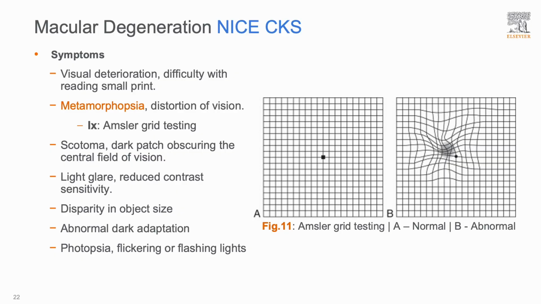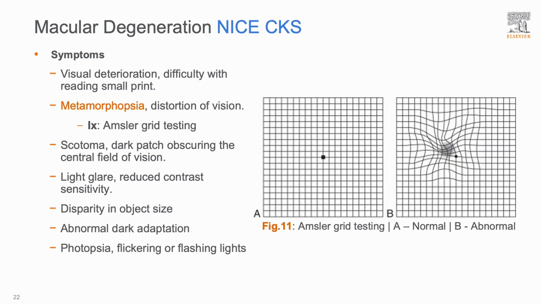Patients with AMD commonly present with progressive visual deterioration, particularly difficulty reading small print due to central vision loss. A key symptom is metamorphopsia, or distorted vision, which can be detected using Amsterdam grid testing, where straight lines may appear wavy or missing, as depicted in figure 11. Other symptoms may include scotoma, which is characterized by a dark patch in the central visual field.